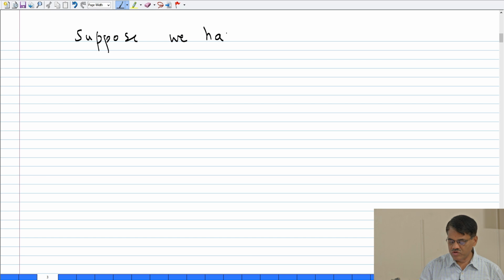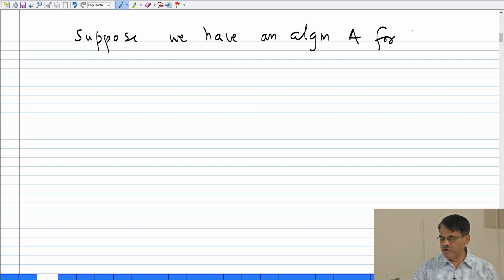So, again, let us play the same game. Suppose we have an algorithm A for maximum independent set. Now, I want to know, can I use it to find a minimum vertex cover in a graph? Okay. Now, to understand this, let us try and see some relation between minimum vertex cover and maximum independent set, right.